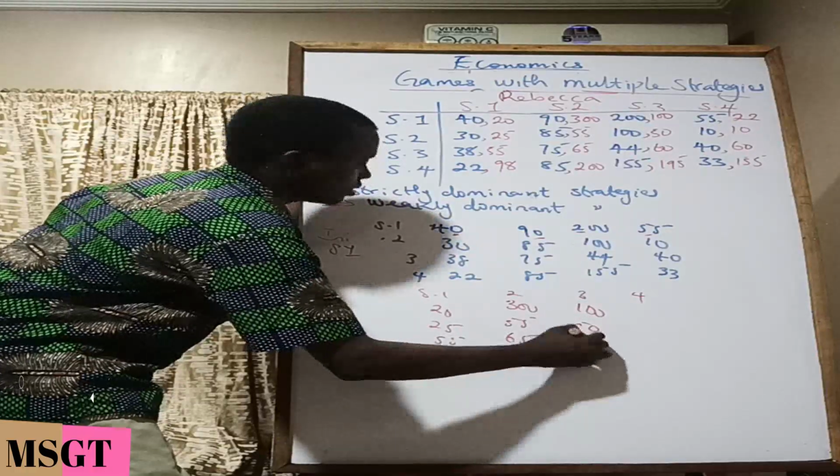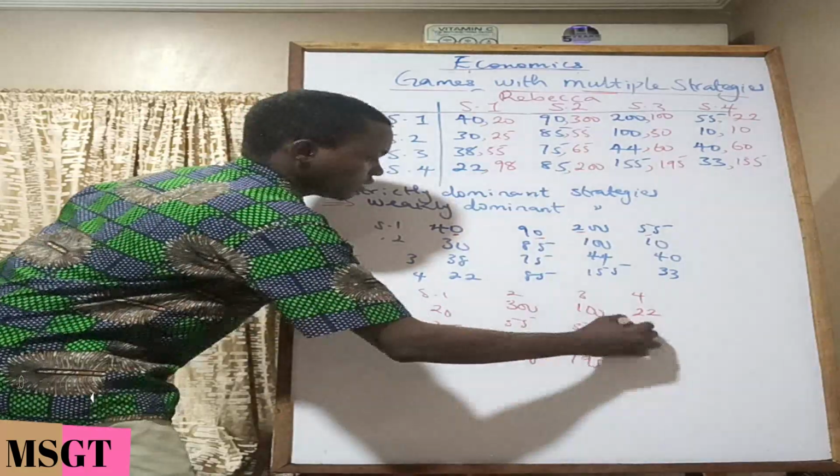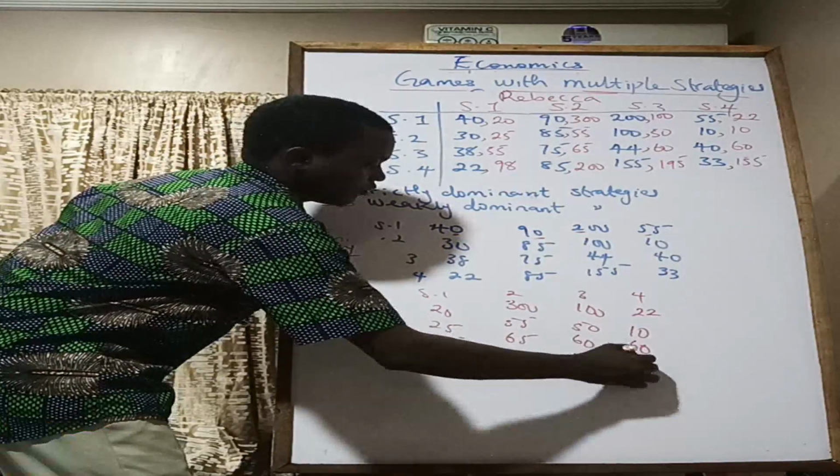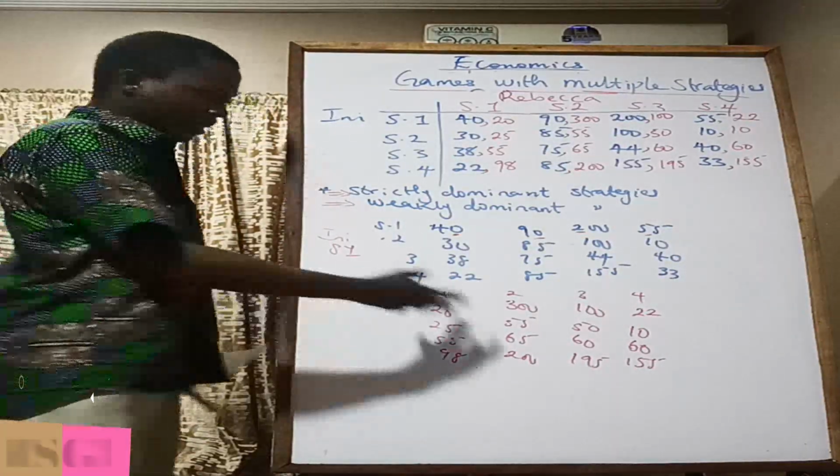50, 60. Yeah, I like the way you're following me. That's good. 22, 10, 60, 1. So I was a little bit faster than you are. Okay, it's okay. All right, so look at this.